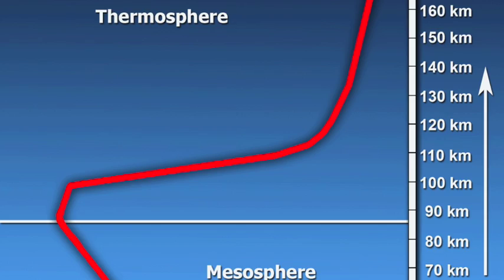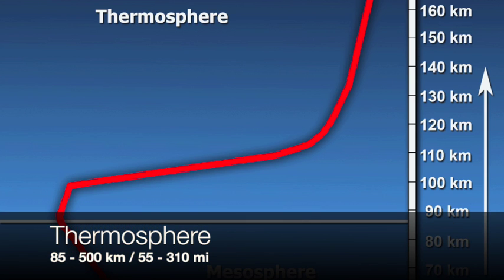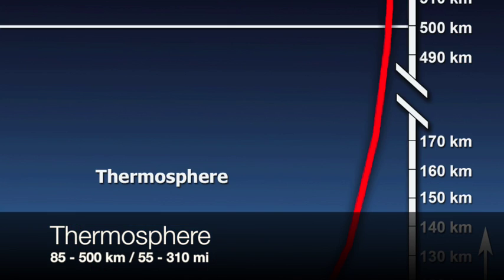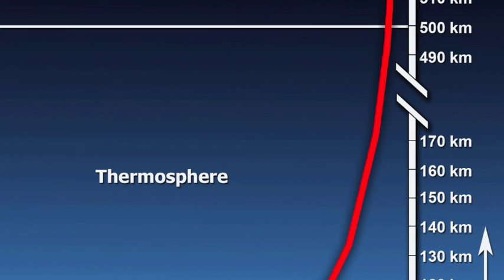So then we get to the thermosphere. This is about 85 kilometers above sea level to 500 kilometers above sea level, and again, depending on the season and the latitude, it varies in thickness. In miles, that's 53 to 310 miles above sea level.